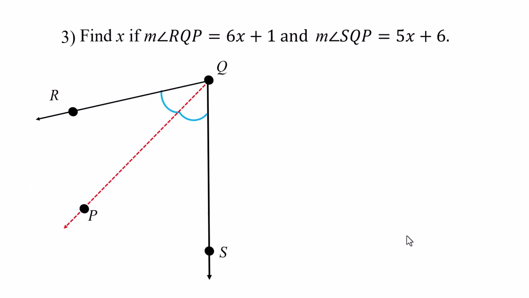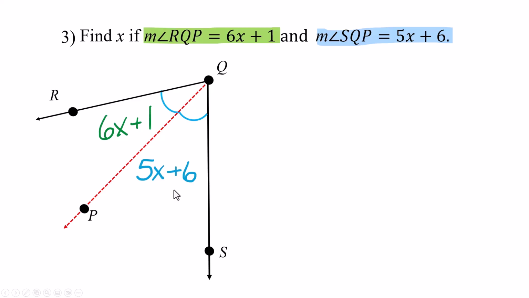Oh, cool. Algebra. I think these are fun. RQP. RQP is this angle right here. And that's 6x plus 1. So I'm going to fill that in. And SQP, which I think is the other half, but let's just double check. SQP, yep, is 5x plus 6. And since these angles are congruent, they are going to be equal to each other.